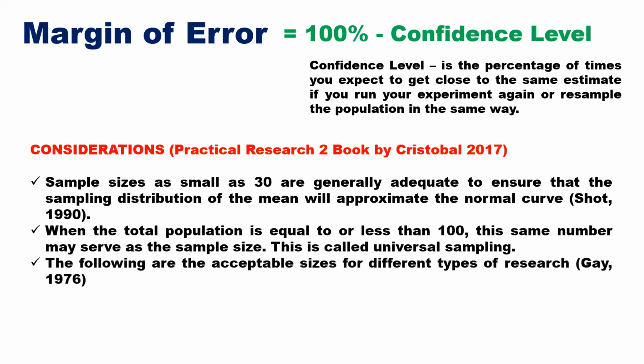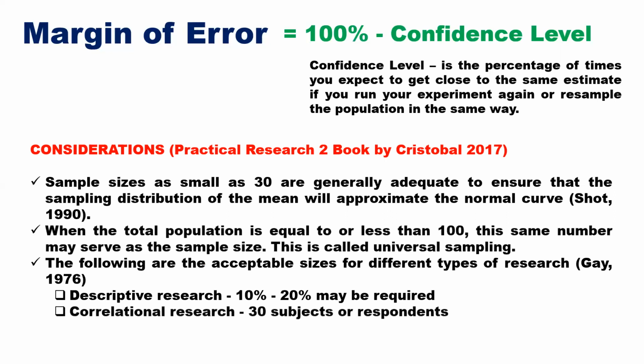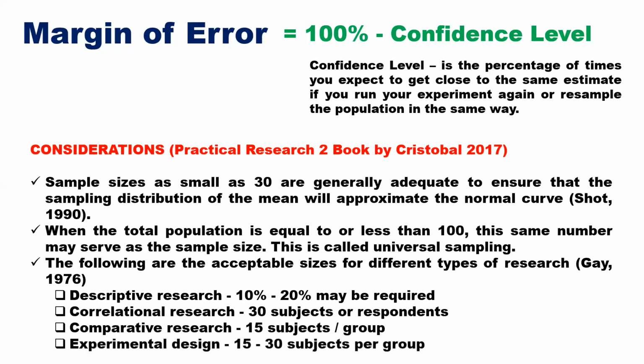And lastly, based on different research types, according to Gay in 1976, if you have descriptive research, you use 10% to 20% of your population. Correlational research, you have 30 subjects or 30 respondents. In comparative research, you must have 15 subjects or respondents per group. And lastly, for experimental design, you should have 15 to 30 subjects per group. So you can use it in your practical research too.